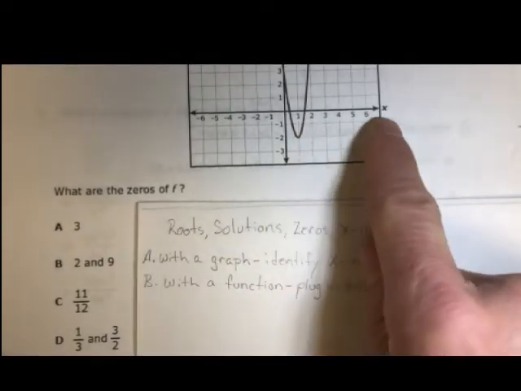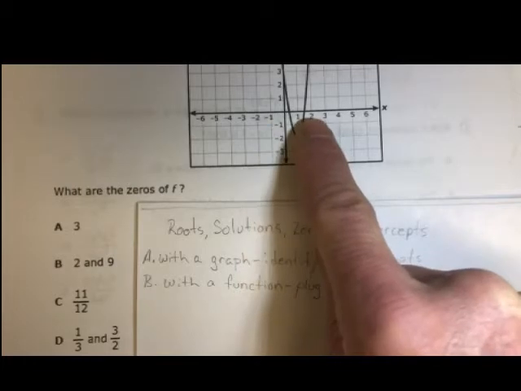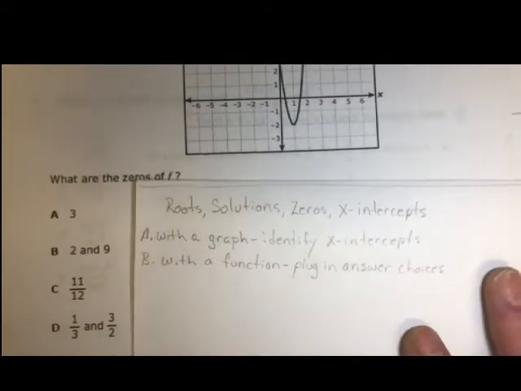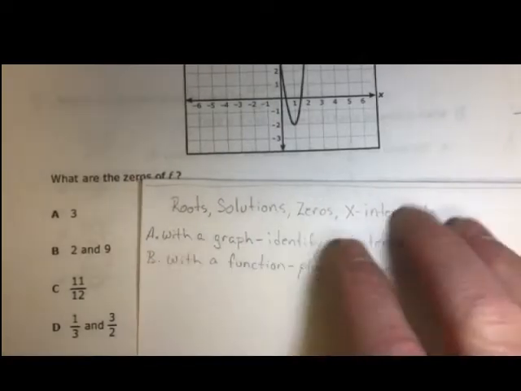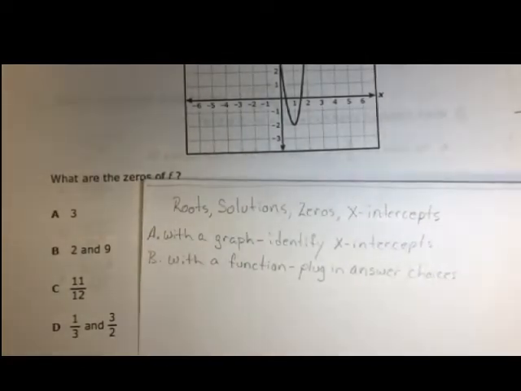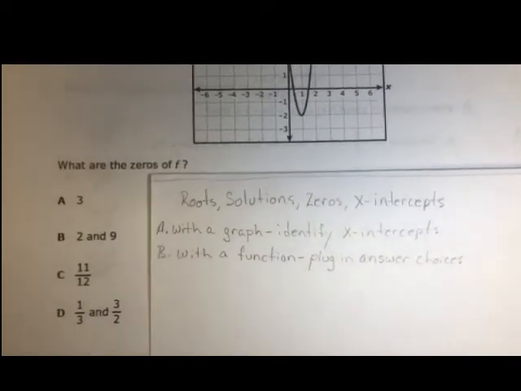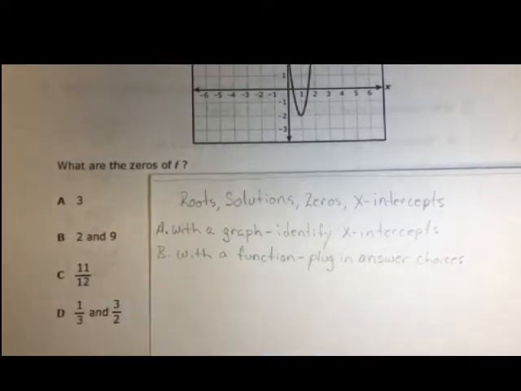Here they are. Here's the x-axis. This parabola crosses between 0 and 1, and then it crosses again between 1 and 2. So my answer choices are going to be numbers between 0 and 1 and between 1 and 2. There are 2 zeros, which means I need the answer choice that has 2 answers. So A is out, C is out.